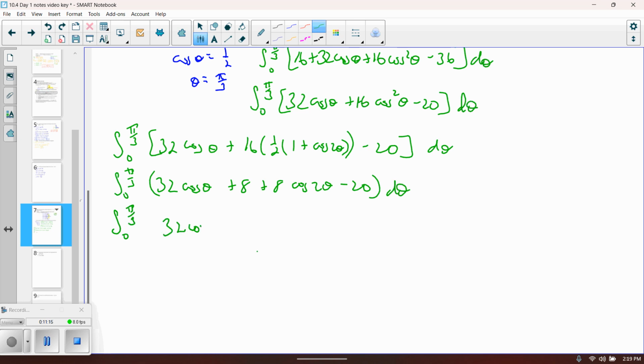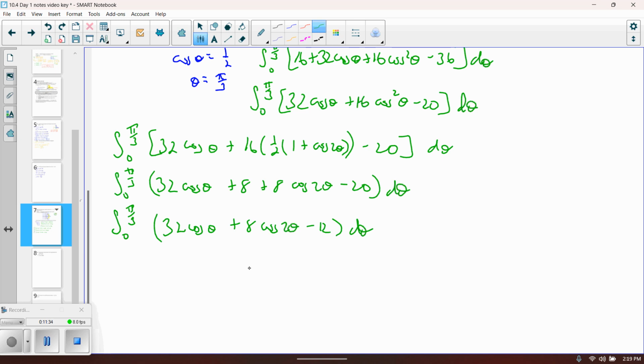Again, this process is not fast. 8 cosine of 2 theta minus 12. There's a lot of preliminary steps that go into this before we can actually do the calculus. So now we're ready to take antiderivatives.